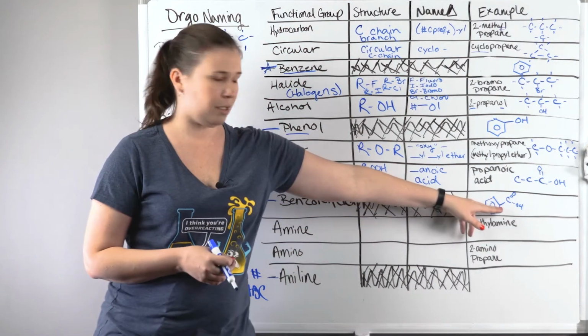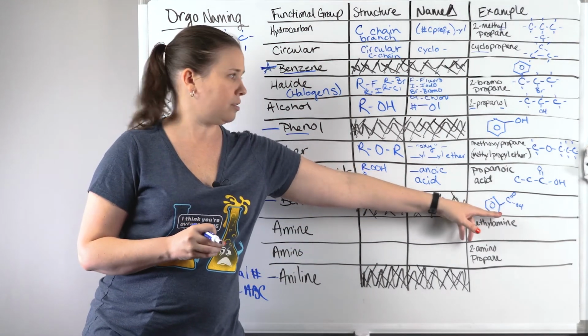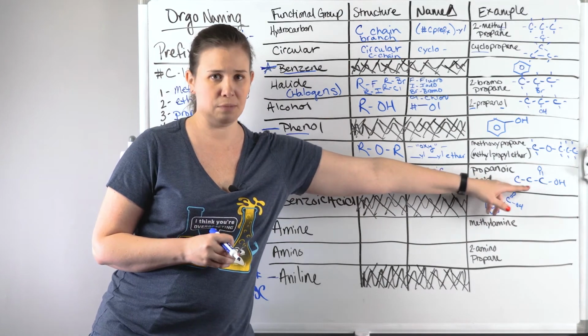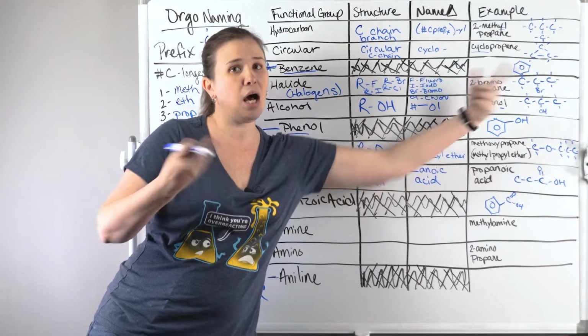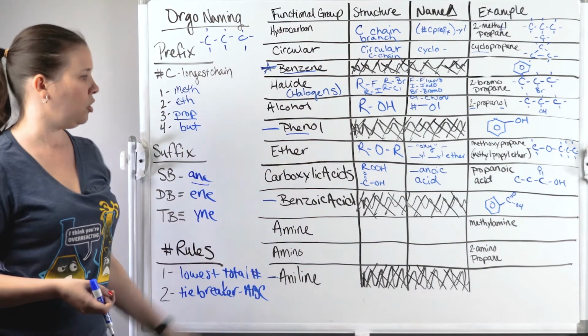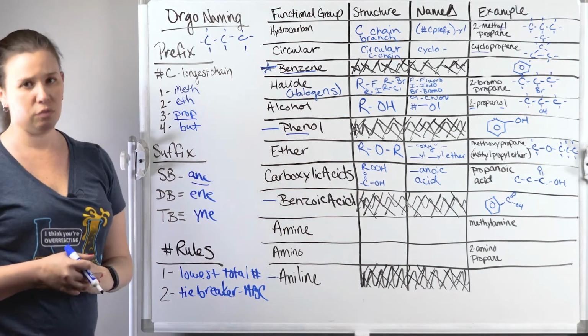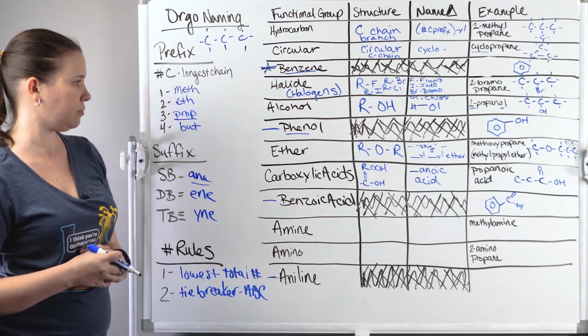So it's just automatic. Don't over-apply that concept, because if it's just a normal chain, then the carbon that's in the name is already counting. You're not adding an extra carbon in that case. You're only adding the extra carbon for the benzoic acid.